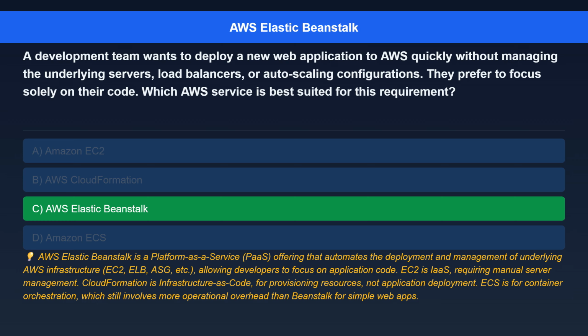EC2 is IaaS, requiring manual server management. CloudFormation is infrastructure-as-code for provisioning resources, not application deployment. ECS is for container orchestration, which still involves more operational overhead than Beanstalk for simple web apps.